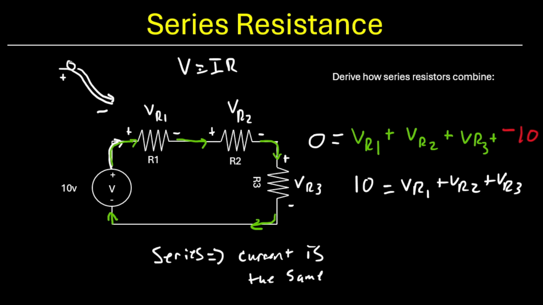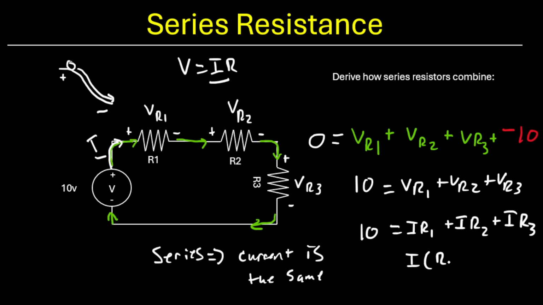Okay? So we know I is the current flowing out of this voltage source and the current through each of these 3 resistors. So VR1 we can represent as I times R1. VR2 we can represent as I times R2. And VR3 we can represent as I times R3. So factor out an I, R1 plus R2 plus R3 equals 10 volts.